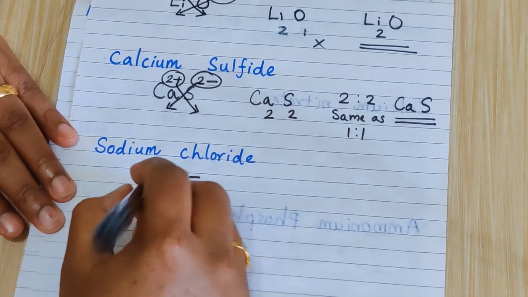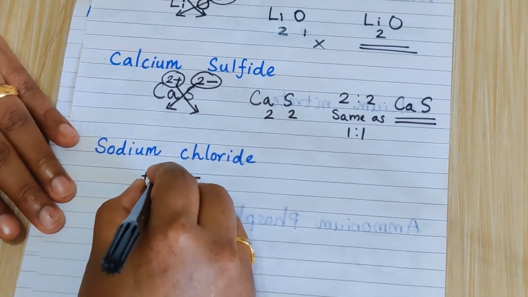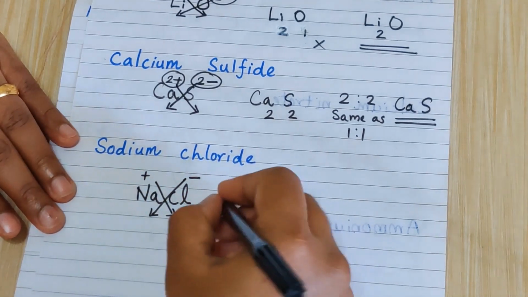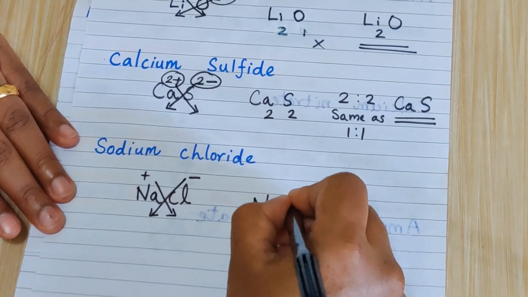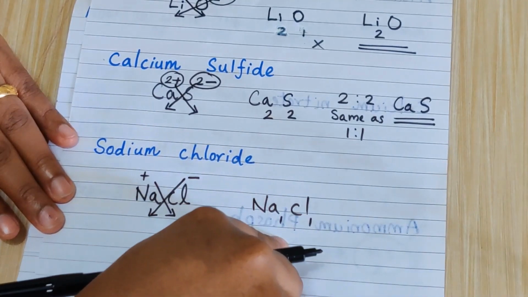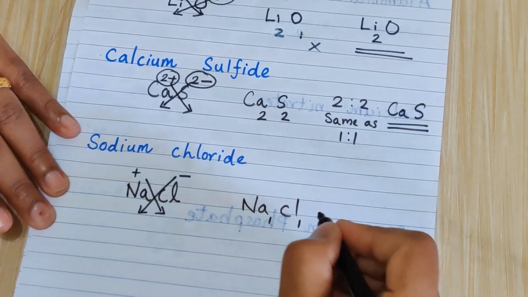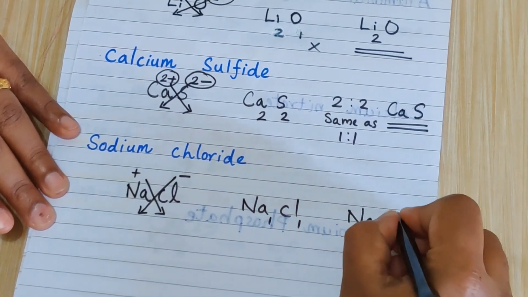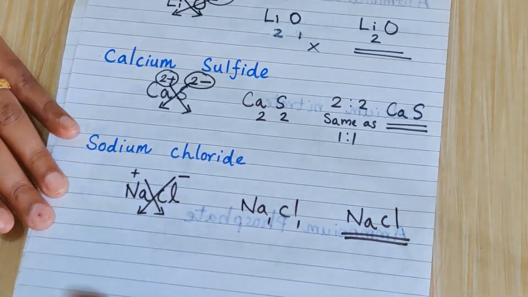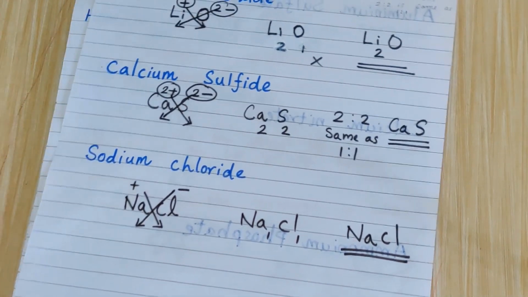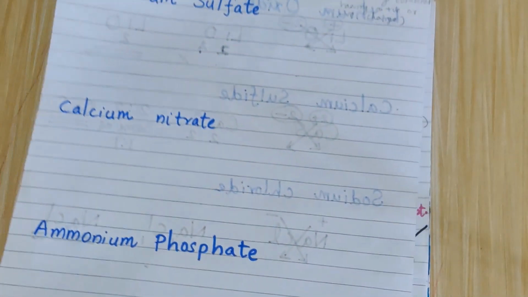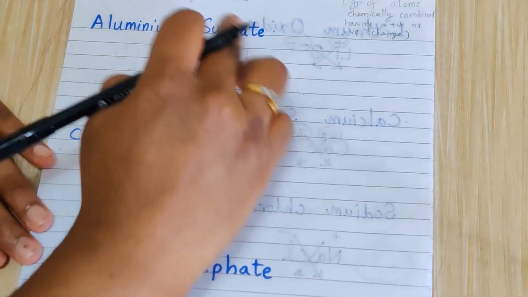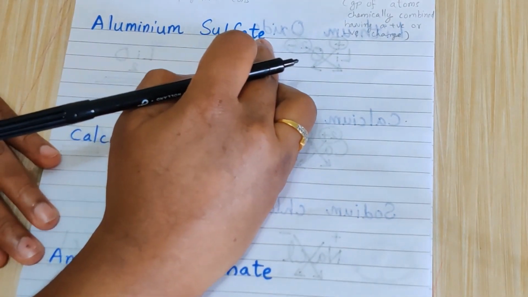Then what we have to do? We have to cross the charges or valencies as subscripts. So Na1, Cl1. Is this correct, students? No. We don't want to specify the 1 here. So what is the actual chemical formula of sodium chloride? That is NaCl.